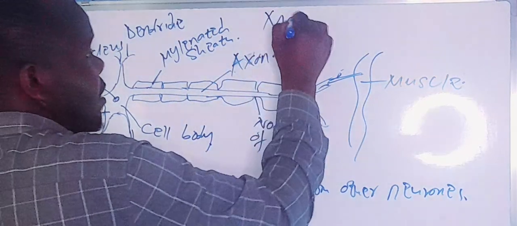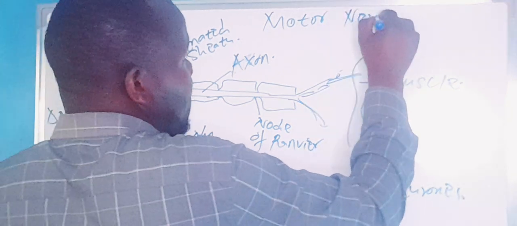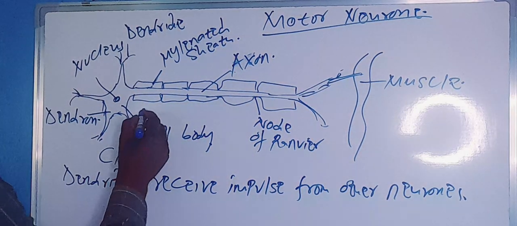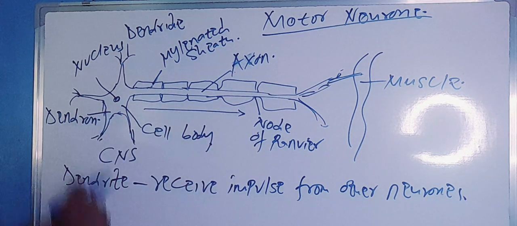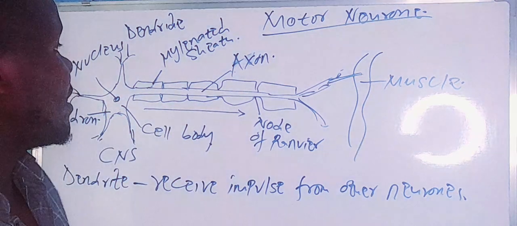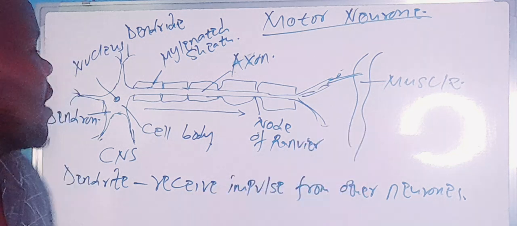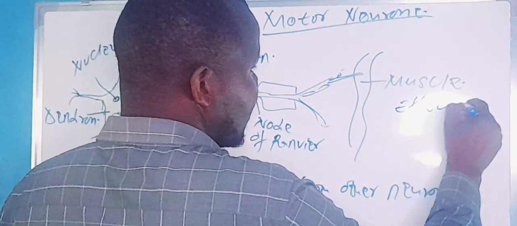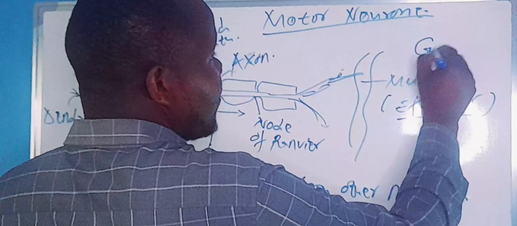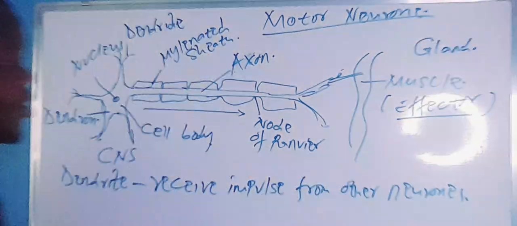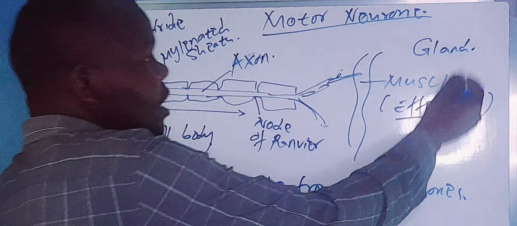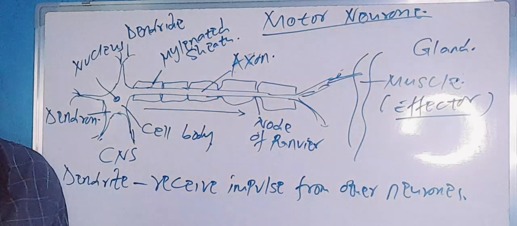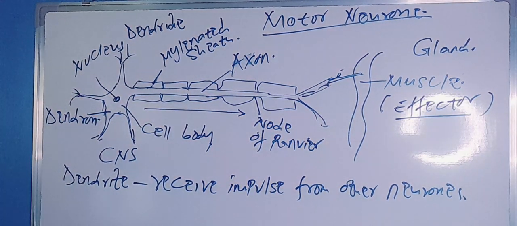So we are saying these ones are motor neurons. The direction of our impulse will be in this manner, from our CNS, the central nervous system, to our muscles, that is our effector. Our muscle is an effector. It can either be a muscle or even a gland. If it's a muscle, its role is to contract. If it's a gland, its role is secretion.